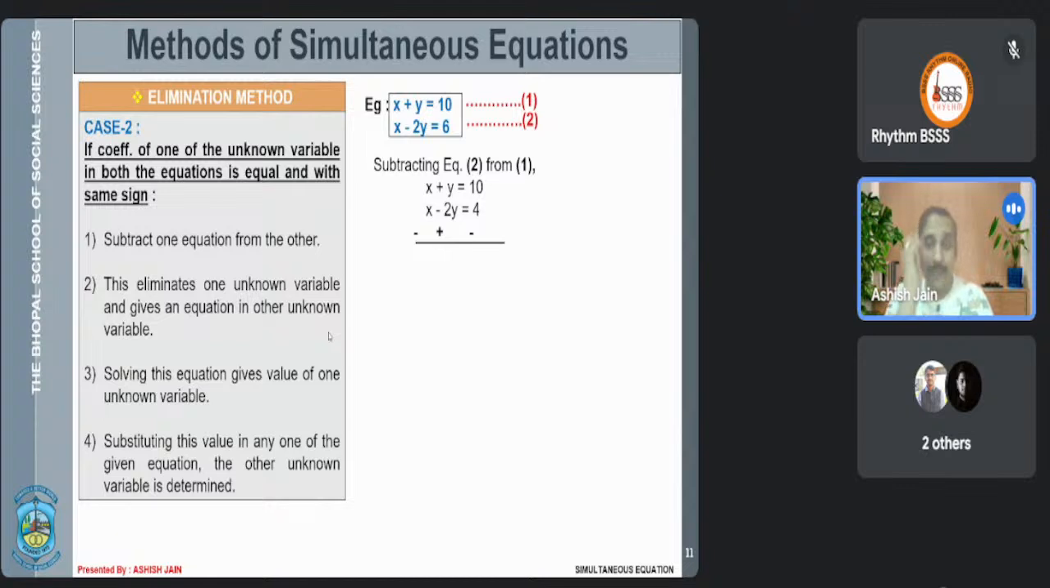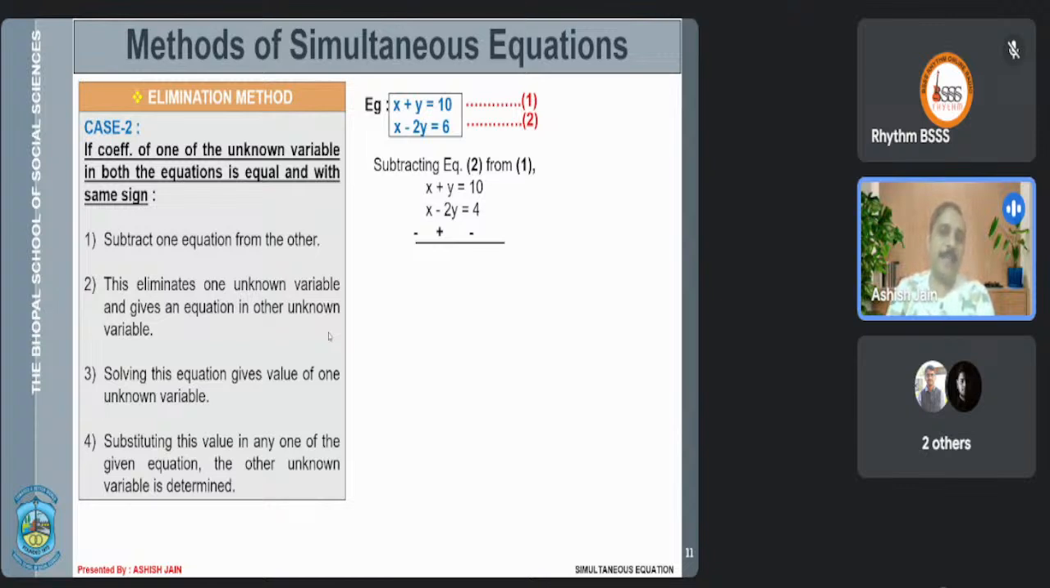So how do you write it? ये बहुत important है, ध्यान से देखिए. हमने पहले equation 1 लिखी, x plus y is equal to 10. Then we have x minus 2y is equal to 4. Then after a gap, put a line. While subtracting, you will change the sign of the second equation. Each element's sign is changed.